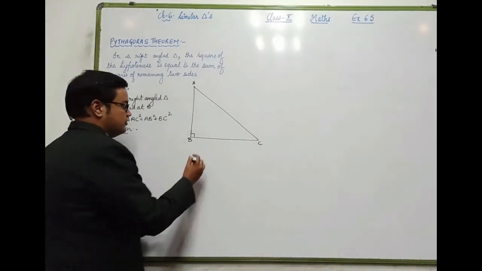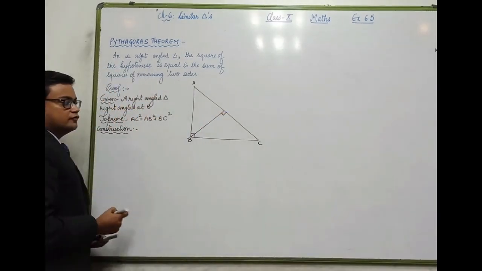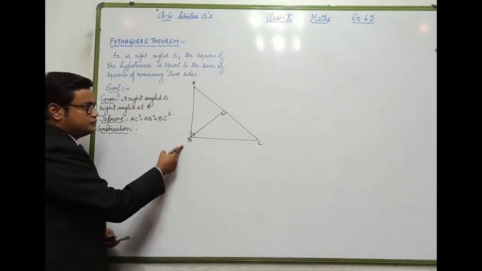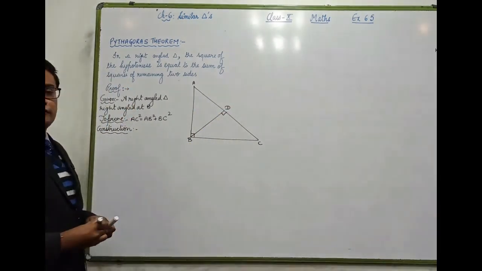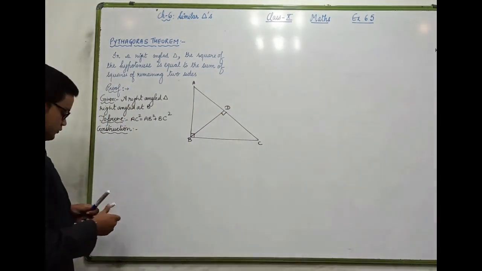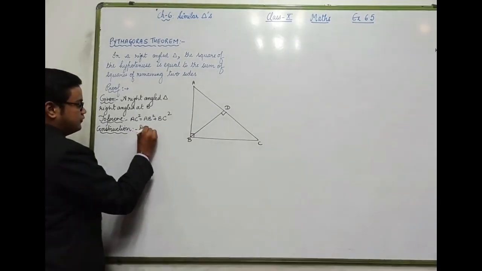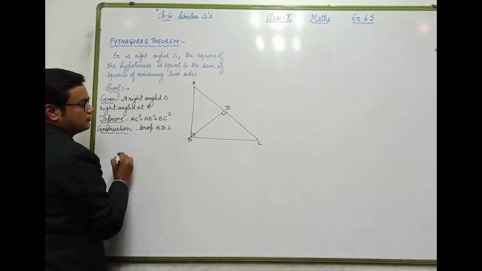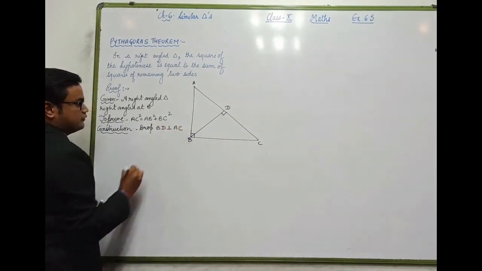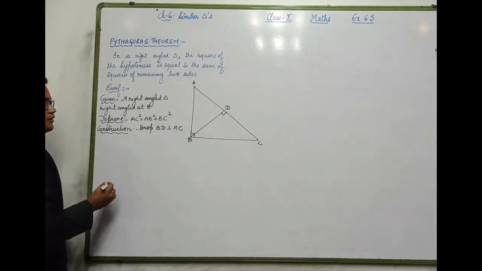We are going to drop a perpendicular on the hypotenuse from the opposite vertex, that is B, and let that perpendicular meet the hypotenuse at D. So the construction that we have undertaken is: drop BD perpendicular to AC. Now the actual proof starts.